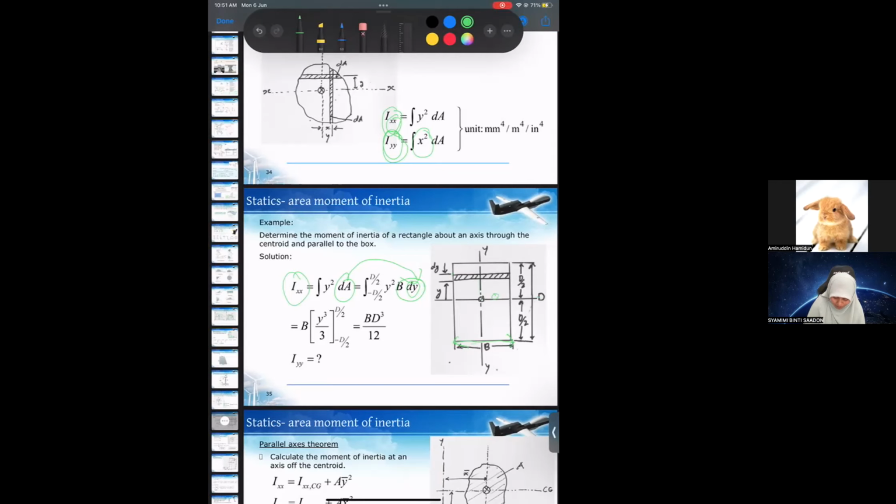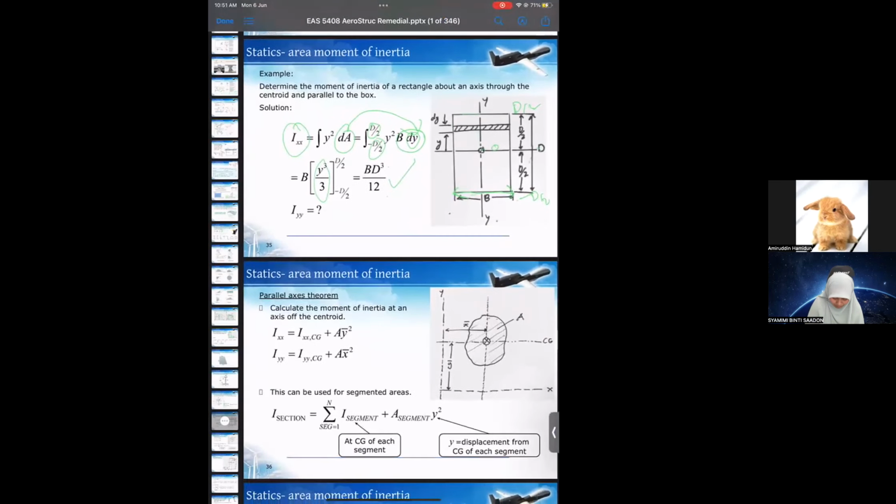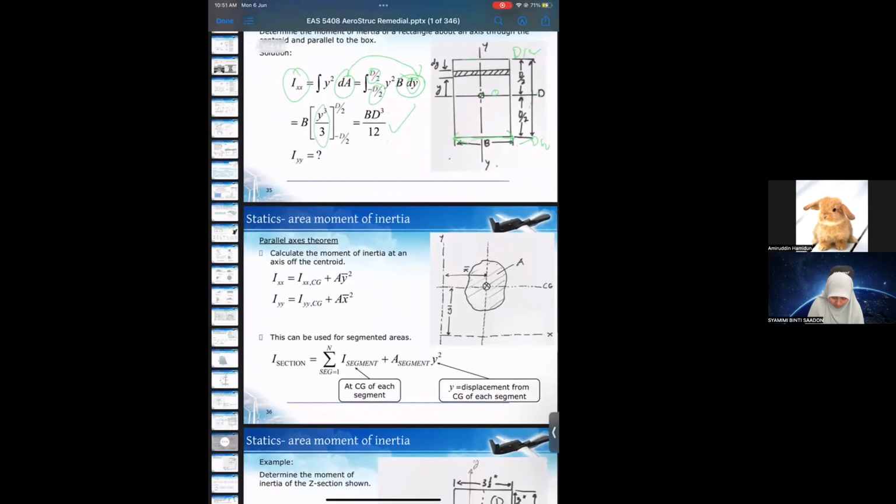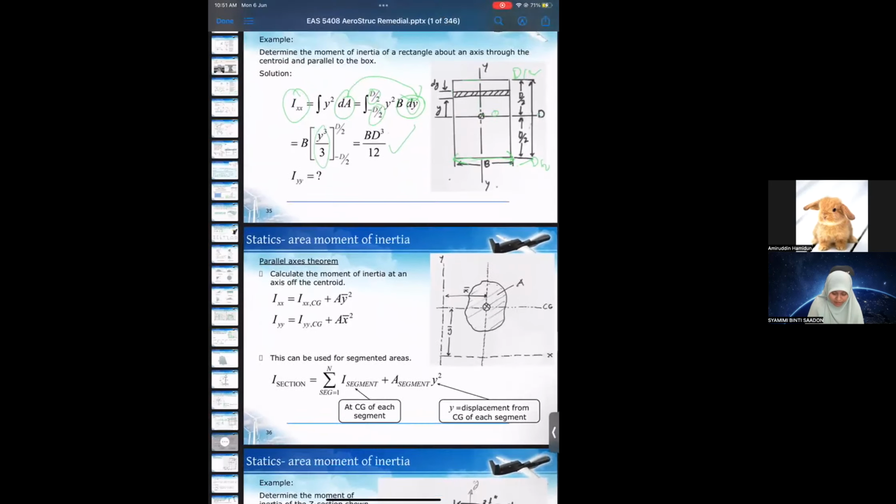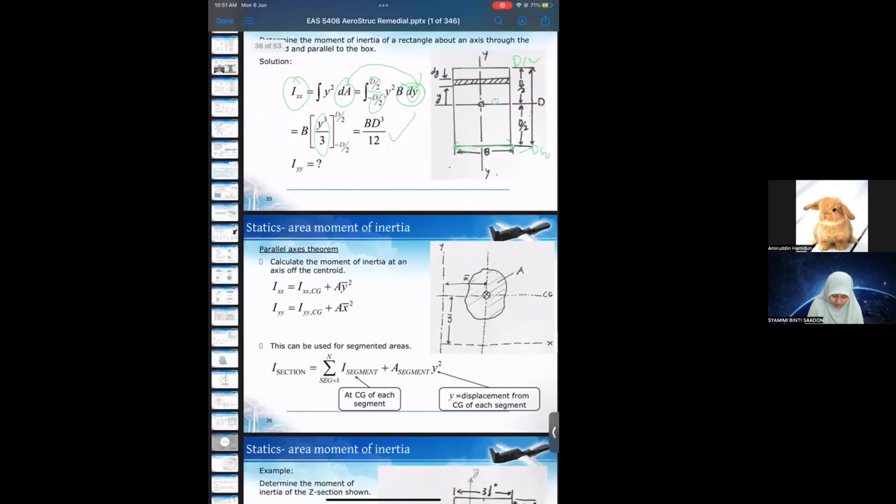So negative d over 2 to d over 2. Okay, integrate, do the integration, calculate. So for this rectangle, the moment of inertia in the x direction is bd cubed over 12. Just now it was a rectangle, so it's quite direct.